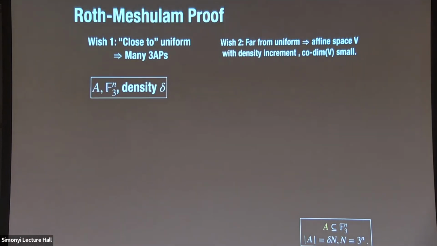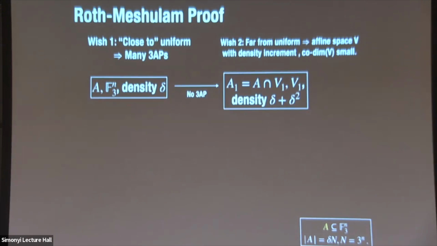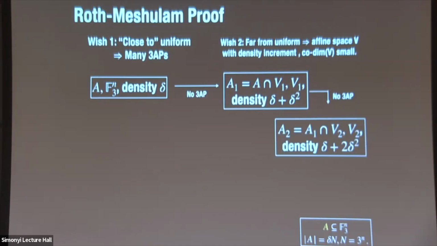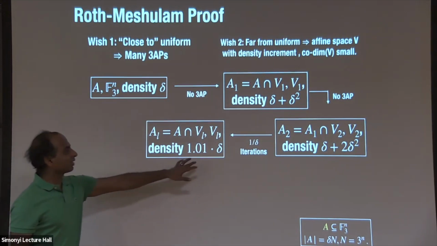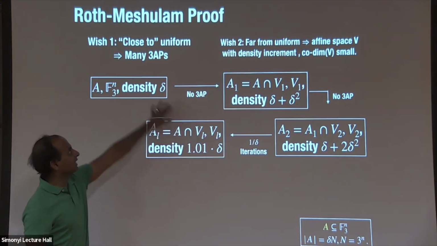So what happens if you chain this? You started out with this set A over F_3^n, density delta. If I find 3APs, I'm good, I'm done. If I don't find 3APs, then I know that I can find a codimension 1 subspace onto which I have a density increment, delta plus delta squared. I keep repeating this. And if I do it 1 over delta iterations, then I get a constant factor increase in the density that I started with.